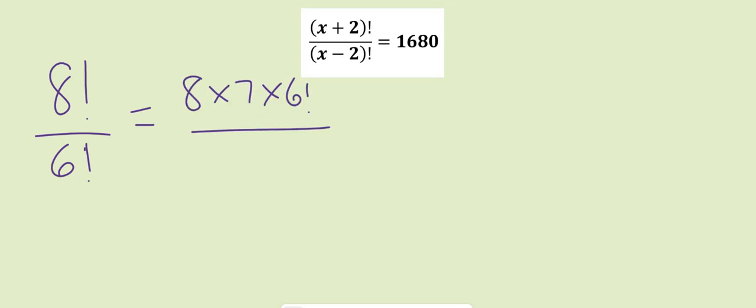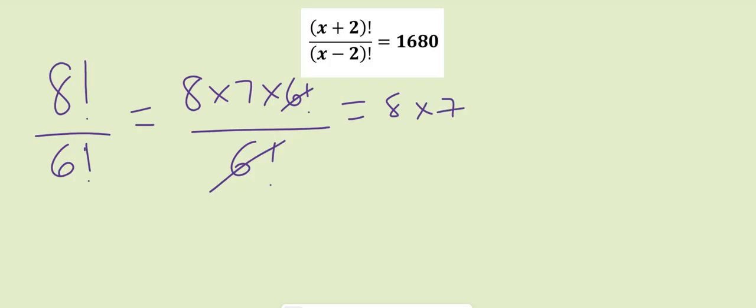If you have 8 factorial divided by 6 factorial, what you need to do is write 8 factorial in such a way that 6 factorial is one of the factors. So it's going to be 8 times 7 times 6 factorial over 6 factorial. This cancels this, so the answer is 8 times 7.